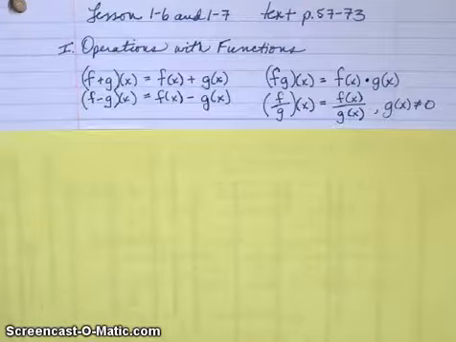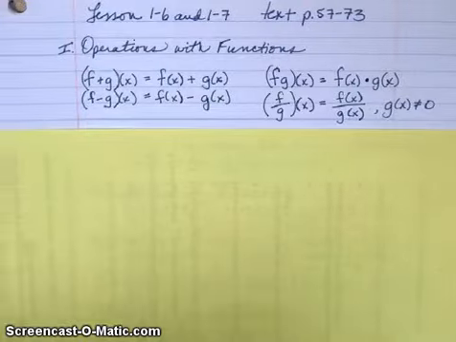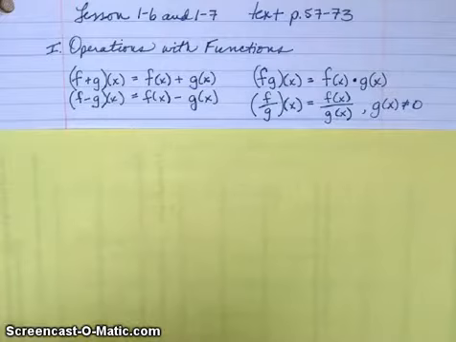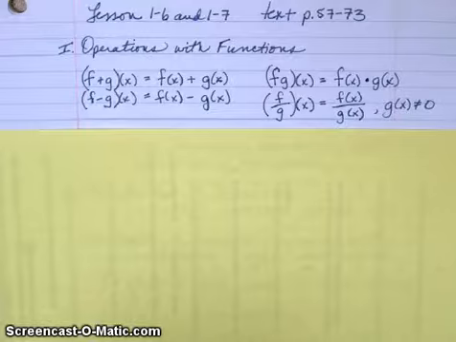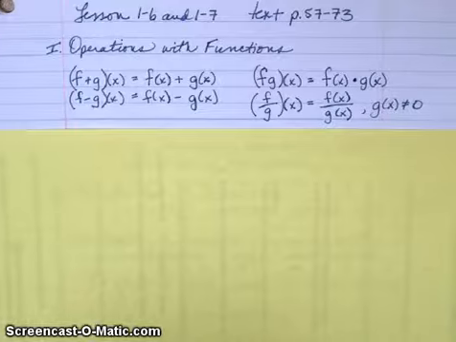Welcome to your fourth lesson in Chapter 1. This is the last lesson in Chapter 1, and it covers sections 1.6 and 1.7. Text is 57 through 73. We're going to talk about several different operations that you can perform with functions in these two chapters.